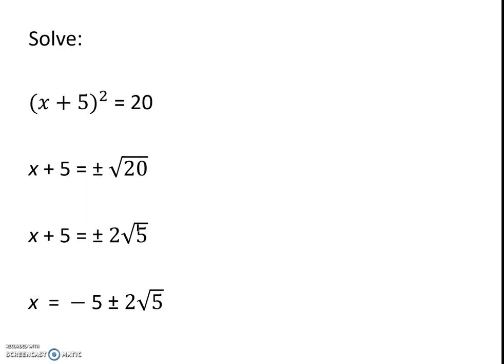Our next example is x plus 5, the quantity squared, equals 20. Taking the square root of both sides, we find that x plus 5 equals plus or minus the square root of 20. But the square root of 20 can be broken down to 4 times 5, and we know the square root of 4 is 2, so we can bring that out and leave the 5 in the radical. So now we have x plus 5 equaling plus or minus 2 times the radical 5. Subtracting 5 from both sides, we find that x is negative 5 plus or minus 2 times the square root of 5.